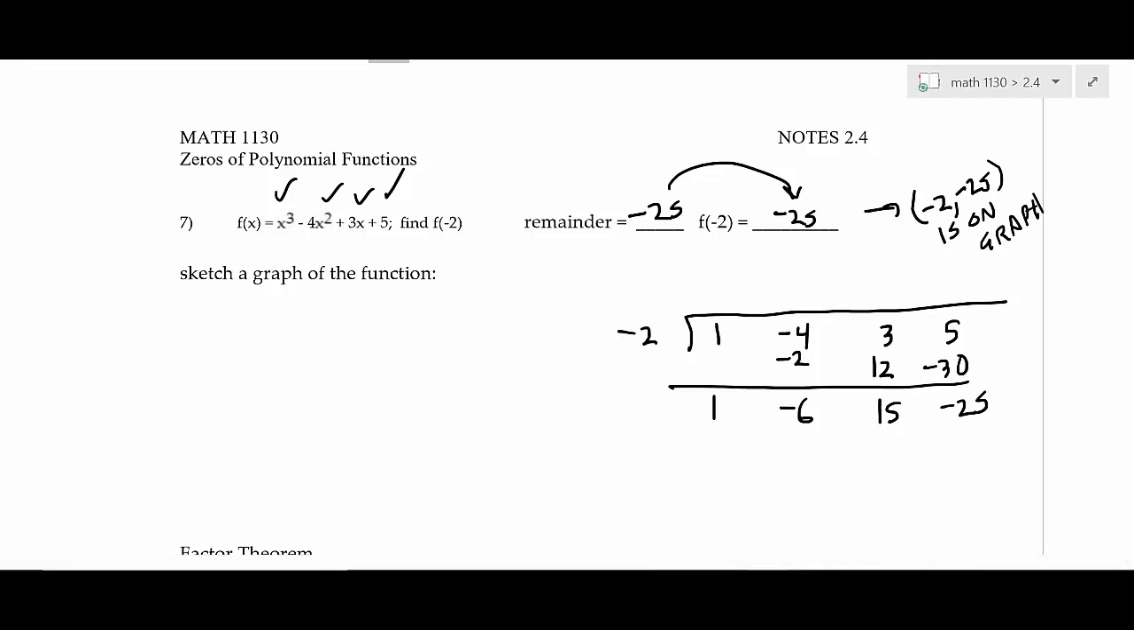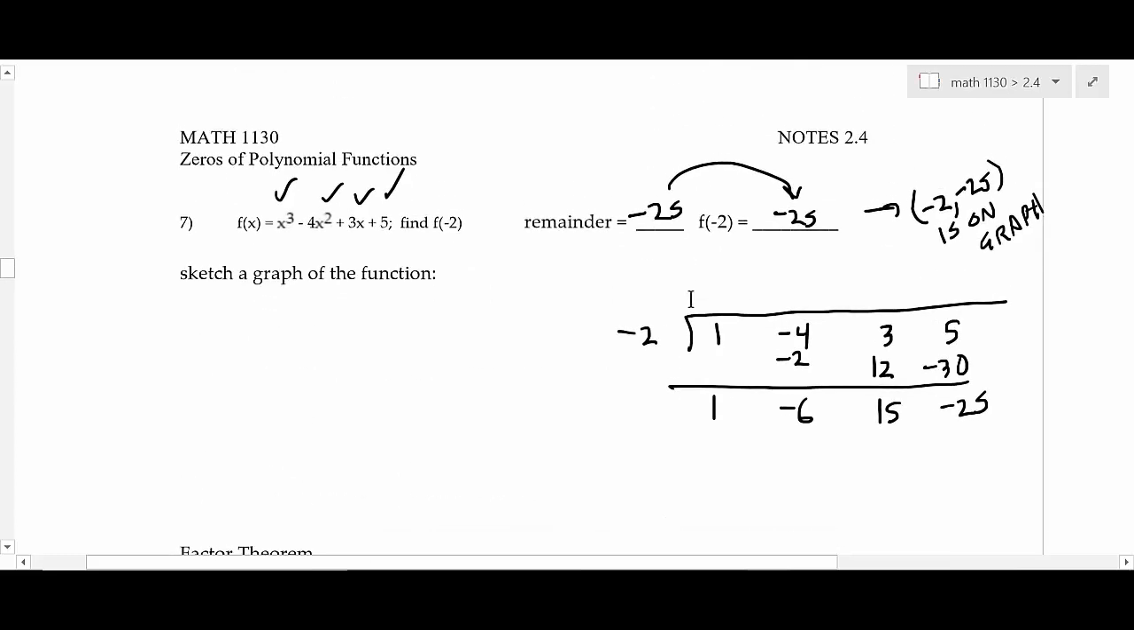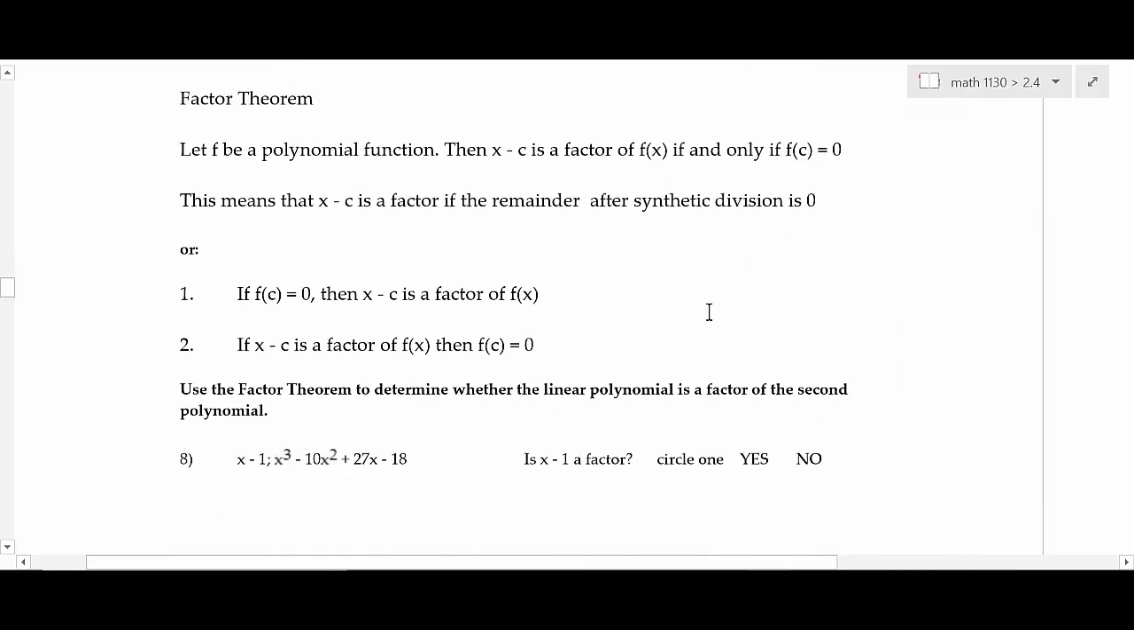That doesn't matter. But if you put that in the graph, what you would find is you would see that you have the point (-2, -25). All right? Okay, any questions about the remainder theorem? Okay. All right, let's take a look at the factor theorem, and we're kind of leading up to finding zeros of polynomials is kind of the idea here.